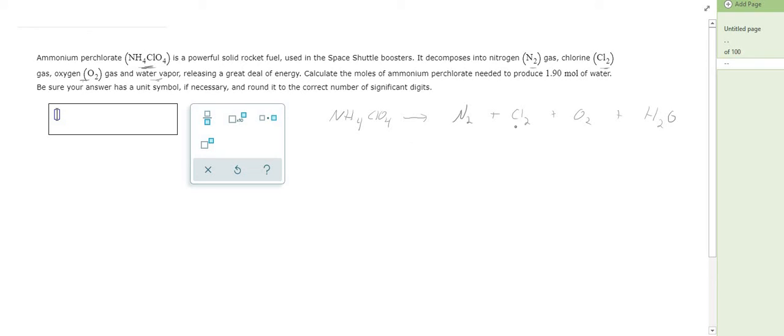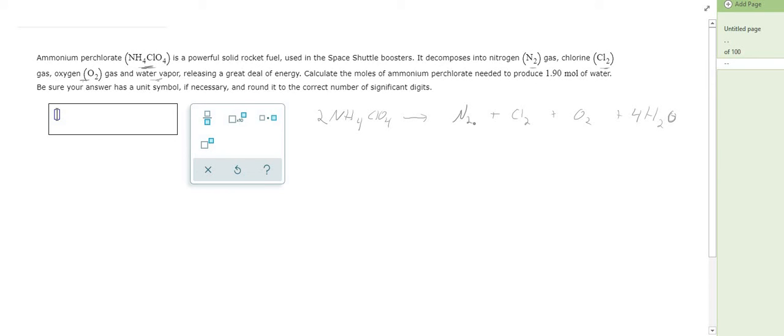And so I usually save oxygens and hydrogens to the end. And so I have 2 nitrogens and 2 chlorines. So if I put a 2 out in front of here, that should get those all balanced. So now I have 2 nitrogens and 2 chlorines. Now for hydrogen, I have 8 hydrogens. So if I put a 4 right here, that should balance out the hydrogens.